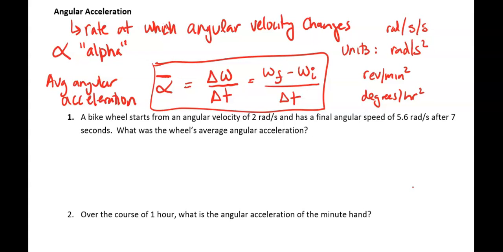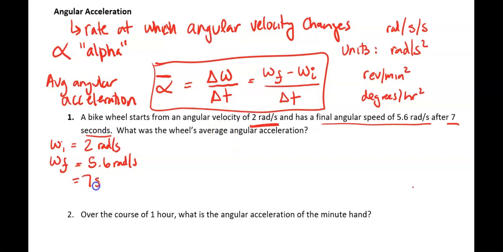Cool. Let's go ahead and look at it. So we have this good old bike problem. It starts from an angular velocity of 2 radians per second. I'm going to write down my givens. So omega i is 2 radians per second. It has a final angular speed of 5.6. Let's write that down. So omega f is 5.6 radians per second. 7 seconds. Let's think about what that is. Seconds is the time, so that is going to be the change in time. And we want the average angular acceleration.